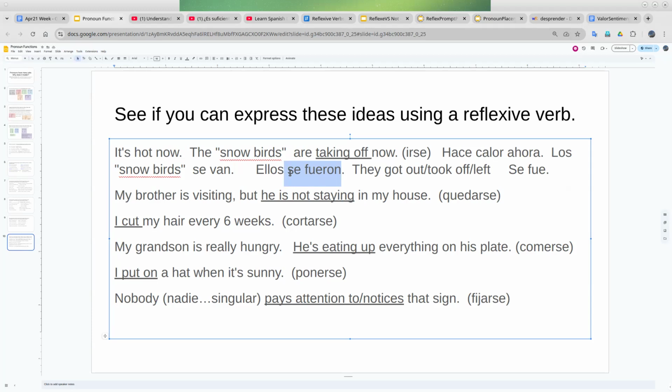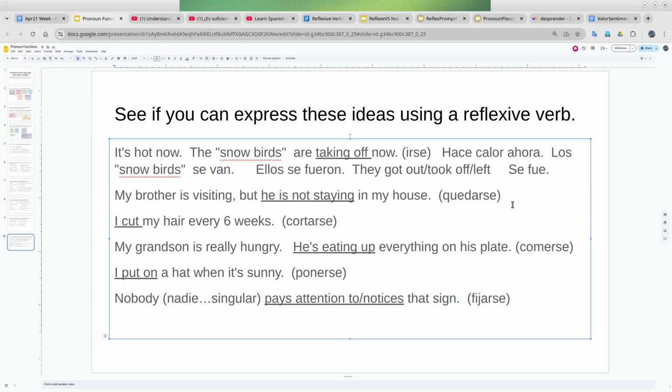How often do you just say, oh, he left? Somebody asks, hey, where's Tom? ¿Dónde está Tomás? Ah, se fue. He took off. So se fueron to talk about a group and se fue to talk about one person. You'll actually hear that more in the past, but I don't expect you to know that. You don't know how to do the past of ir. It's super irregular.